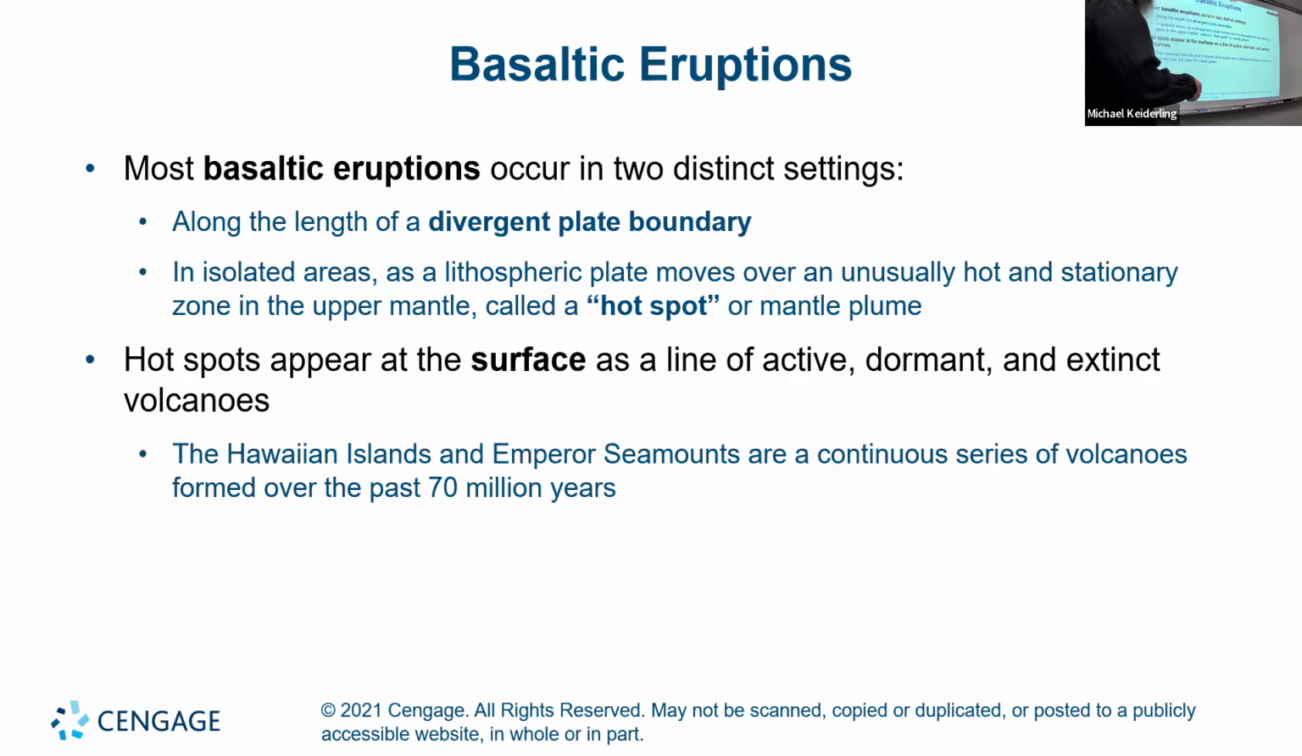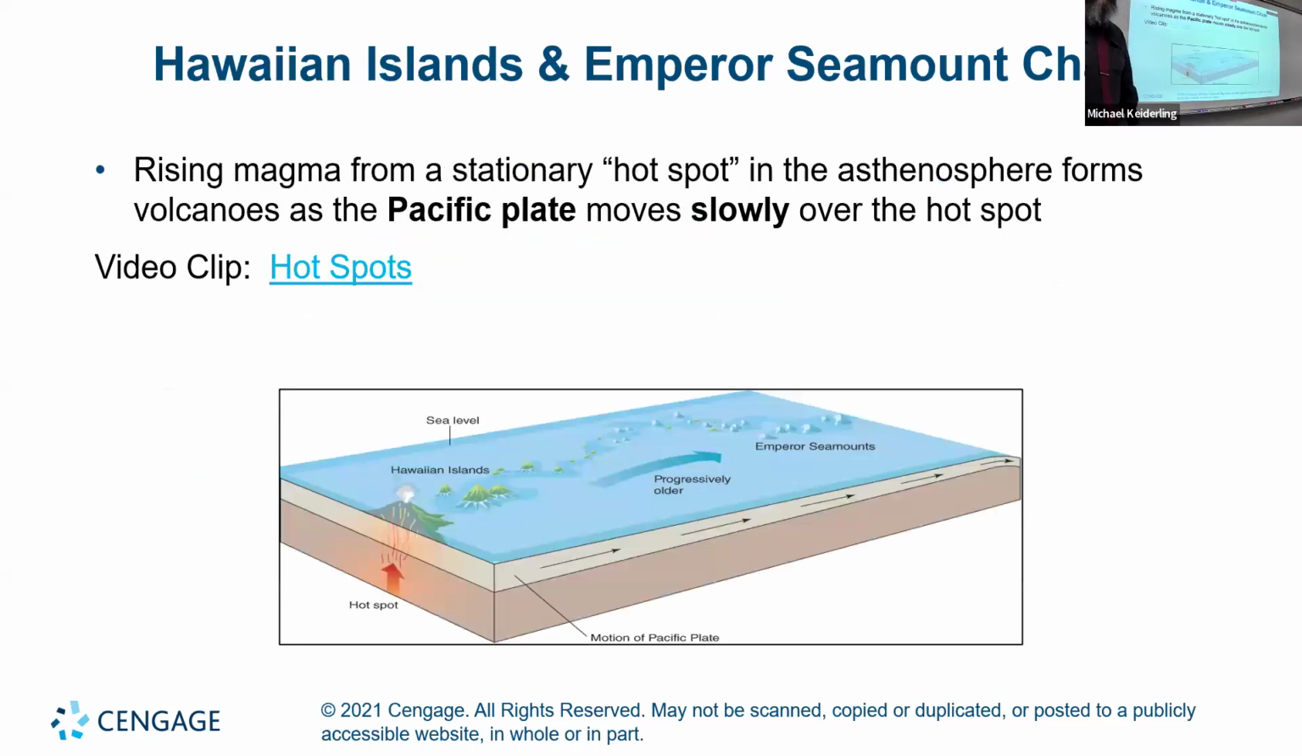So the Hawaiian Islands and the Emperor Seamounts are a continuous series of volcanoes formed over the past 70 million years. With the Hawaiian Islands, you start at the big island of Hawaii, that's the youngest. They get older as you travel along the chain. And then if you look underwater, there's a chain of extinct volcanoes continuing along that are even older, and those are the Emperor Seamounts. So here's the Hawaiian Islands. This is the big island of Hawaii, where it has Kilauea, the active volcano, the smaller islands, and then the chain of Emperor Seamounts getting progressively older.